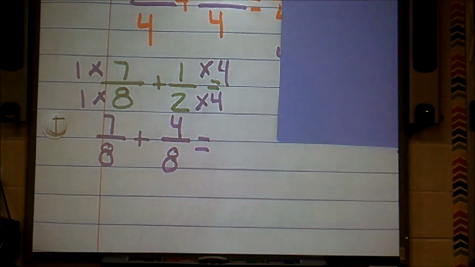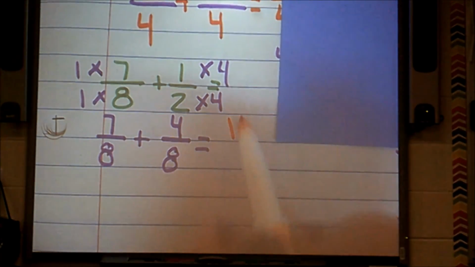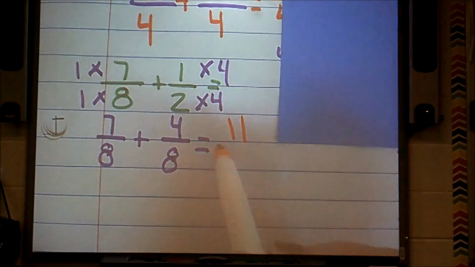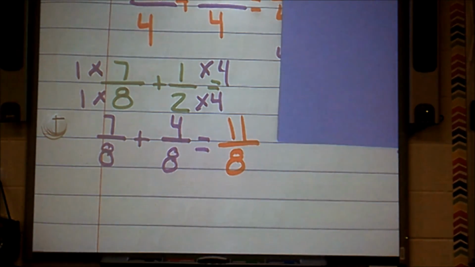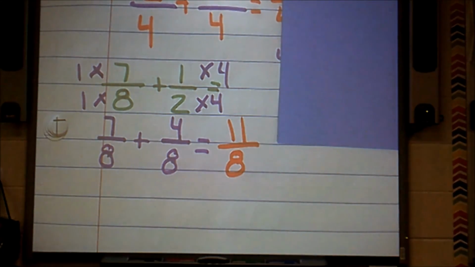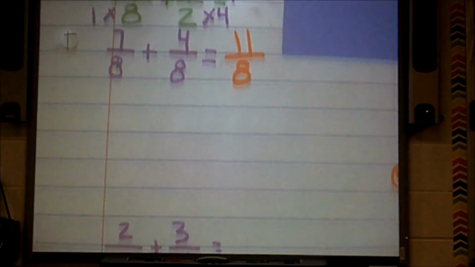So just like in the previous problem, I add my numerators and leave my denominator. 7 plus 4 gives me a sum of 11. And again, I leave my denominator the same. 11/8. You may notice that this is, you got it, an improper fraction. So because this is an improper fraction, I have to divide to make it into a mixed number.